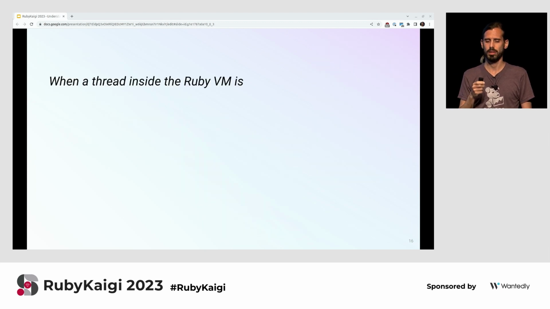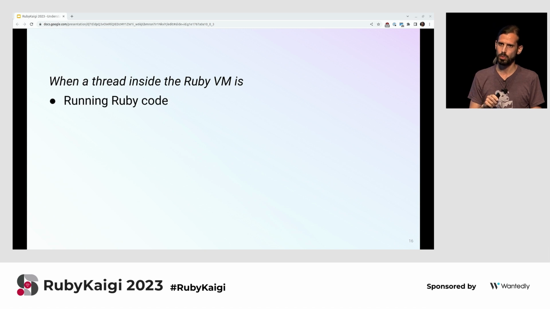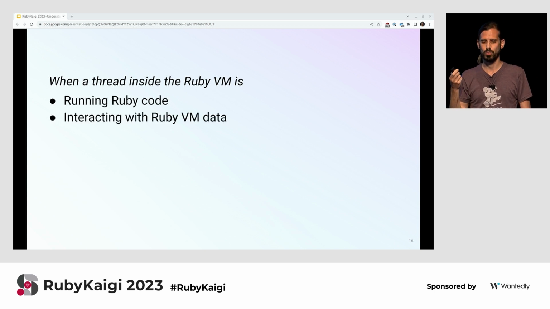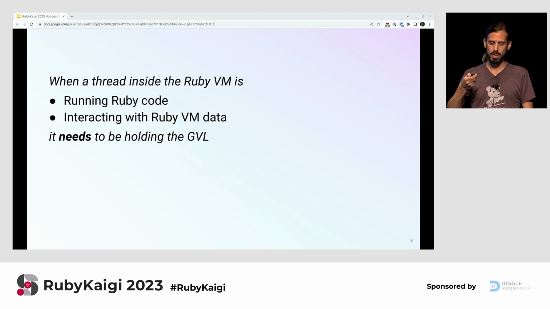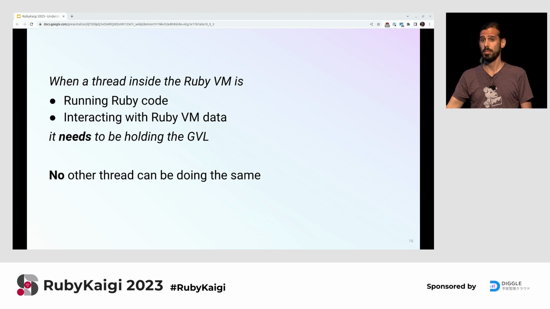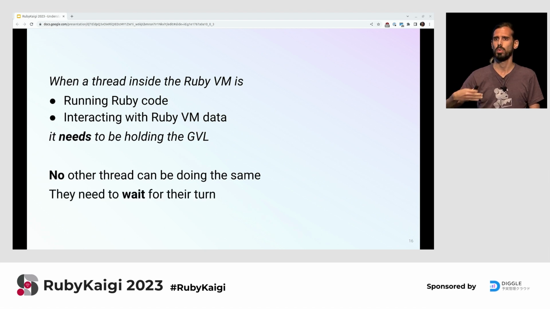So when a thread inside the Ruby VM is running Ruby code or interacting with Ruby VM data, it needs to be holding the global VM lock. This is the rule of how the mechanism works. It also means that no other thread can be doing the same, and that the other threads need to wait for their turn to be able to execute.